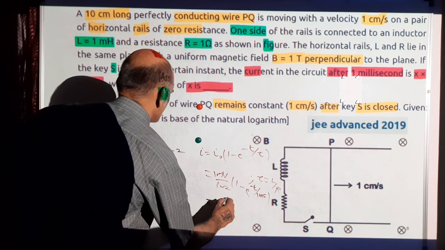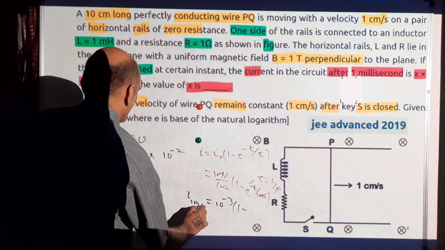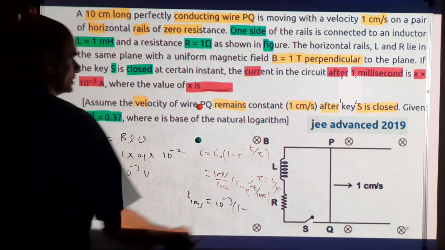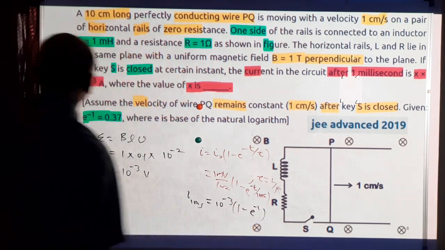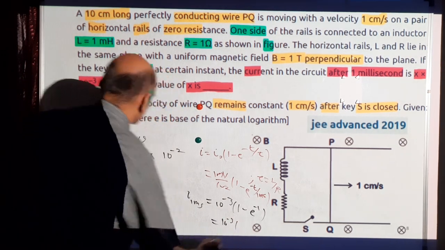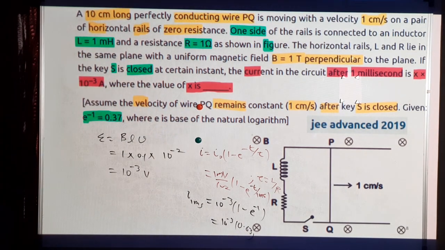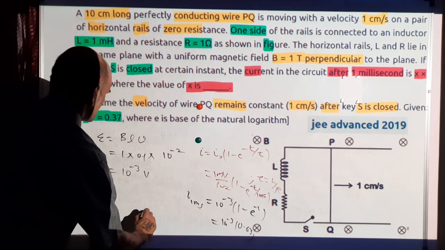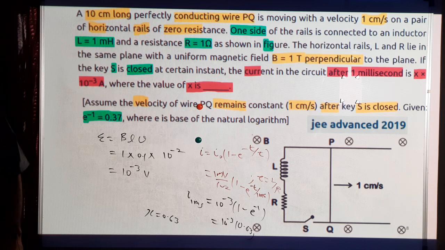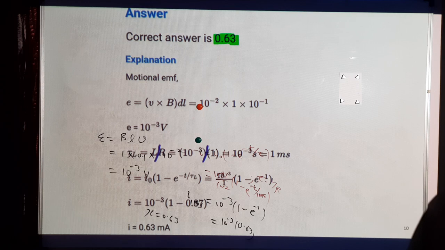So this is 10 raised to minus 3 into 1 minus... You have to find the current at 1 millisecond. After 1 millisecond, you have to put t as 1 millisecond. So it will become e raised to the power minus 1. E raised to the power minus 1 is 0.37. So 1 minus 0.37 is 0.63. So current is x into 10 raised to minus 3, which means x is 0.63. So the answer to the question is x is 0.63. That is the correct answer.